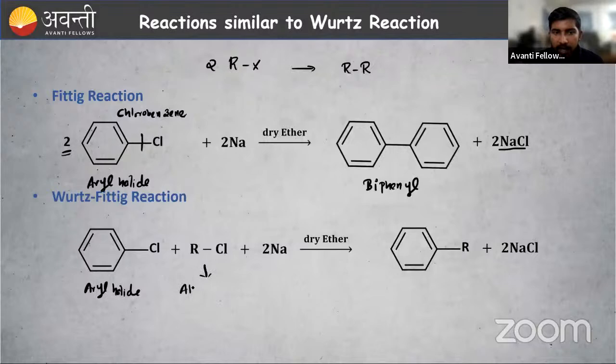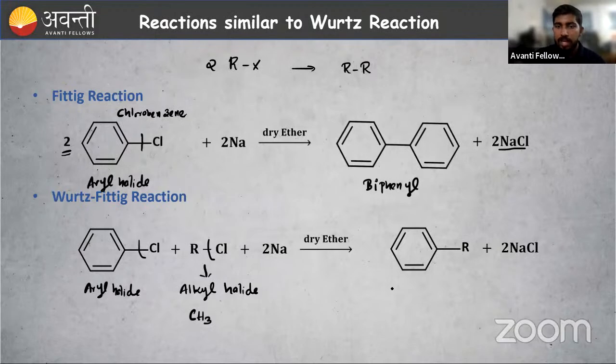This is our alkyl halide, alkyl group and aryl group. So we have an alkyl halide, the halogen is chlorine, then sodium in presence of dry ether. So what you have to do? Eliminate chlorine, then join this alkyl and aryl group. So you will get it like this. Suppose R is CH3, that is our methyl group, then what will you get here? So you will get a benzene ring, then CH3.